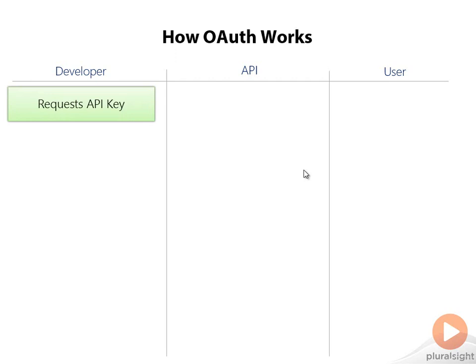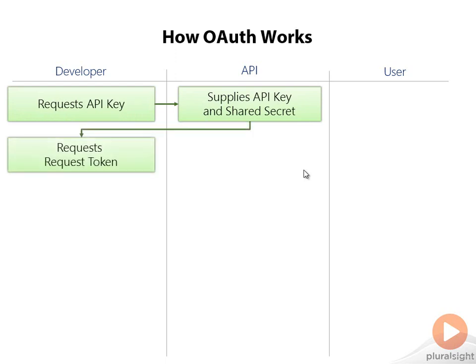The developer, like before, requests an API key, and then the service, you, would supply them with an API key and a shared secret, just like before. And then the developer, when they're ready to work with it, they're going to ask you for a request token. This is a token to allow you to ask for the user to be prompted to approve that your API can be used by this application. So it goes ahead and validates the information and returns the token.